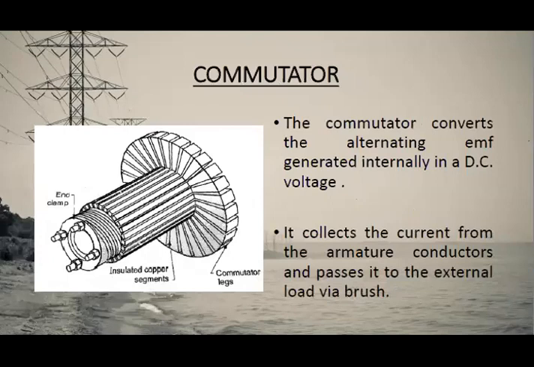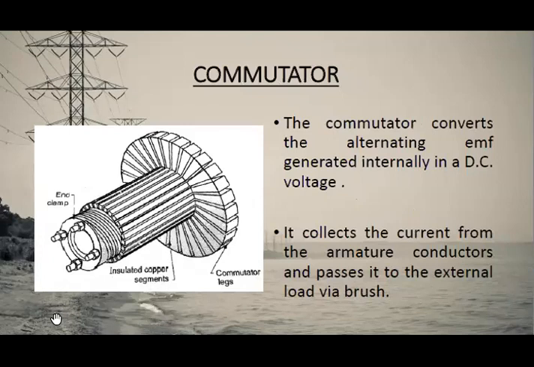Coming to the commutator, commutator converts the alternating EMF generated internally into DC voltage. That means it collects the current from the armature conductors and passes it to the external load via brush.